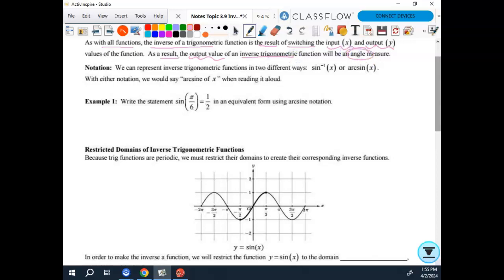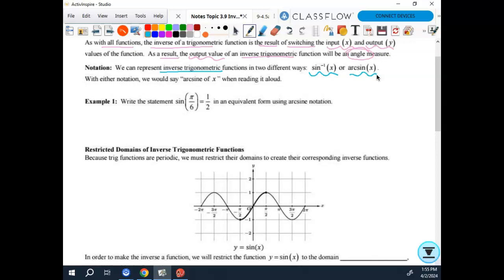So we've had their inputs be angles, right? We take the sine of pi thirds, the cosine of pi fourths, whatever. So our input is our angle. Since we're doing the inverse, now your output is the angle. That's the way inverses work, right? So the way we look at this, inverse trig functions can look like this or this, okay?